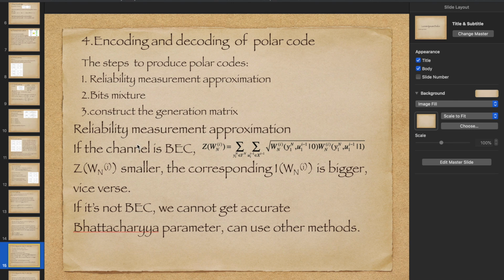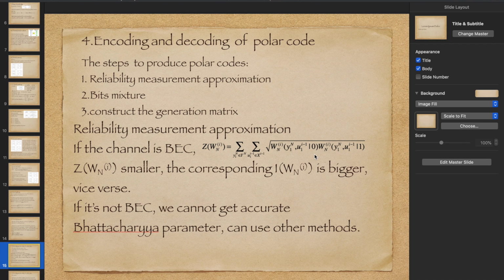Now we have the steps to produce polar codes. The first one is we need to measure the reliability. If the channel is a binary erasure channel, we have the Bhattacharyya parameter, which we can calculate as this. If the parameter gets smaller, the corresponding channel capacity is bigger, and vice versa.